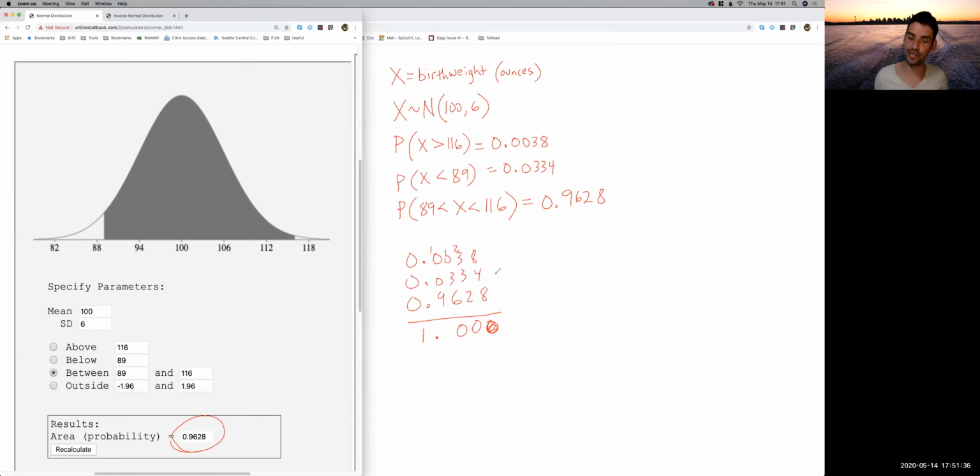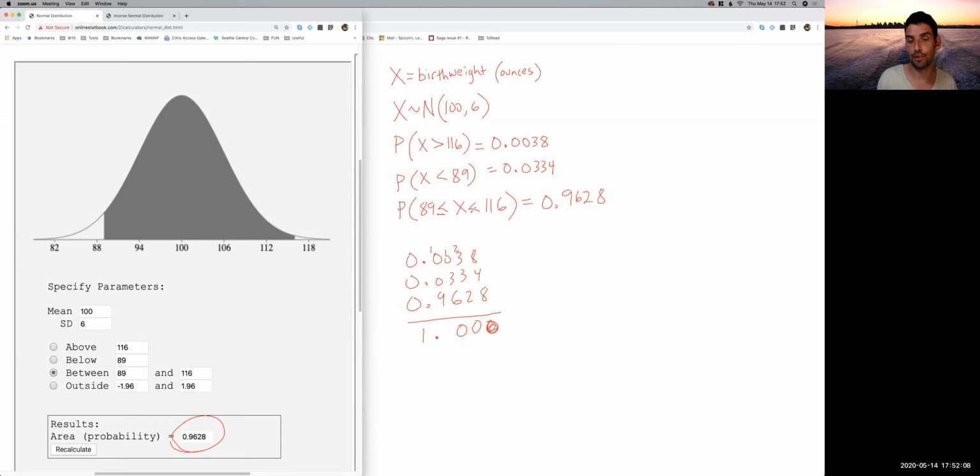So even if that had worked out to 0.999, I would have been satisfied. Sometimes because of rounding, these most likely go on forever. But we expected the answer to sum to 1 because these cover the entire sample space, right? Remember, this horizontal axis is the data values, and we looked at the probability of being above 116, below 89, and also in between those two, and that's all the possibilities there are.